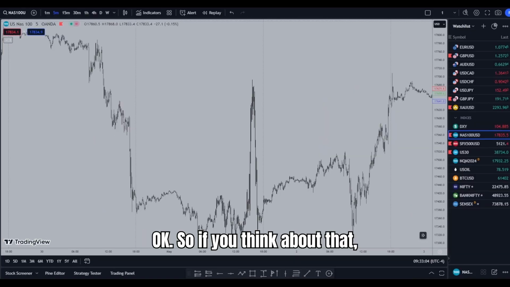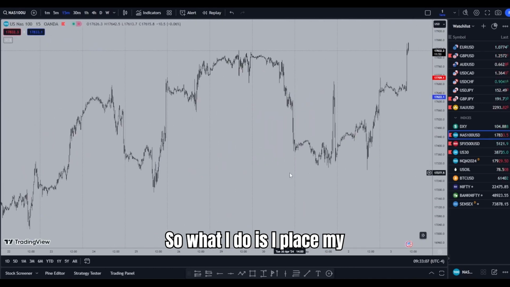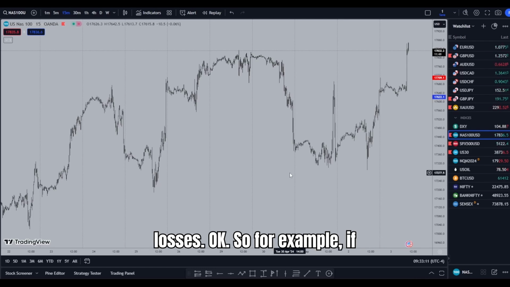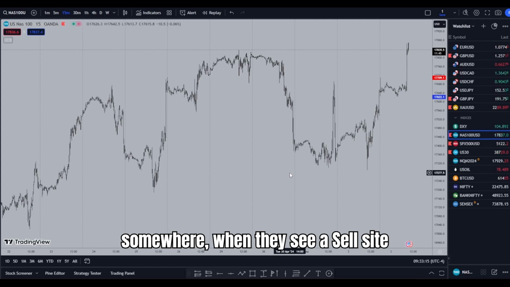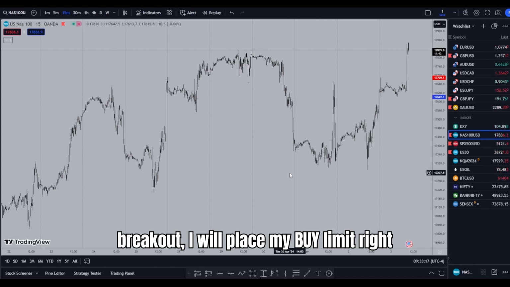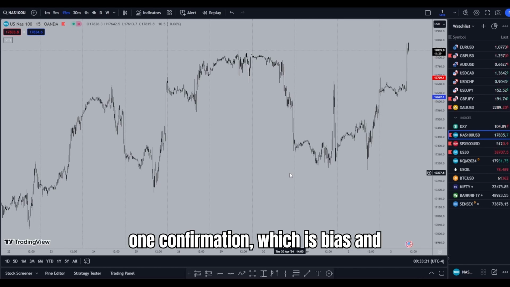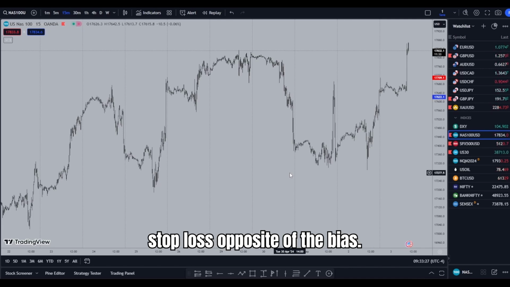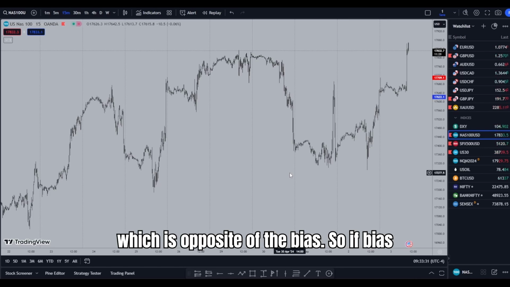So what I do is I place my limits where people place their stop losses. For example, if somebody is placing their sell limit somewhere when they see a sell side breakout, I will place my buy limit right over there. I will look for one confirmation, which is bias, and I will just try to put my limits opposite of the bias.